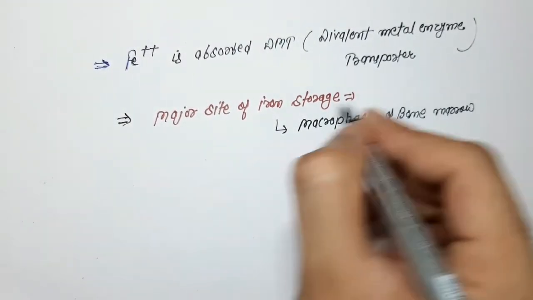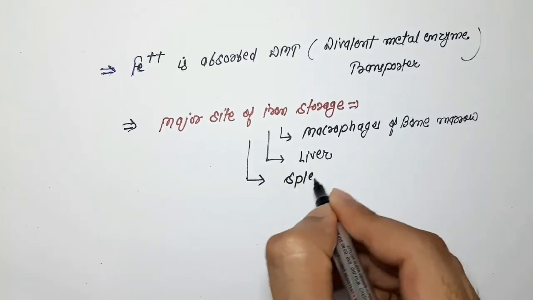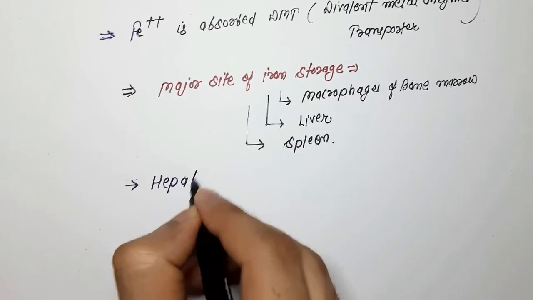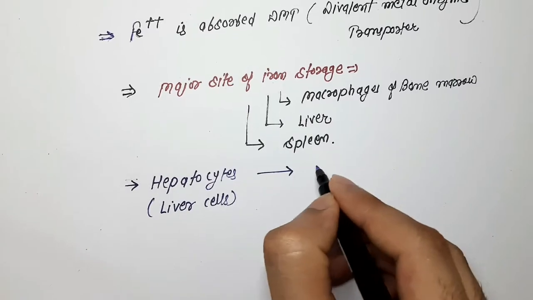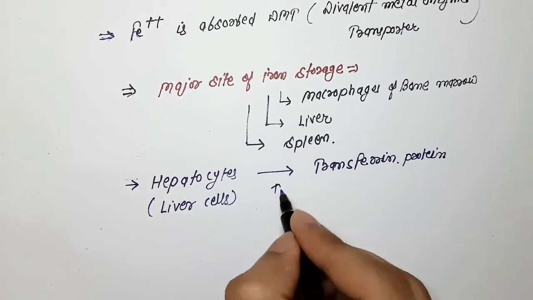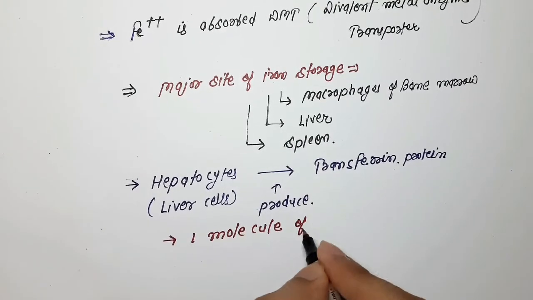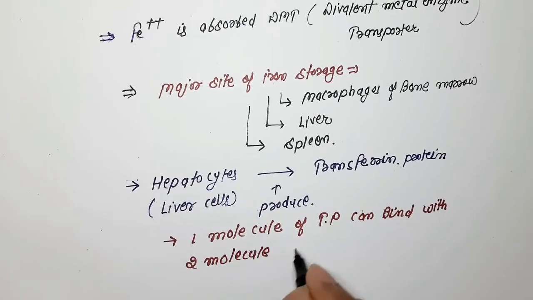Now we are looking at the major sites of iron storage. Macrophages of bone marrow, liver and spleen are the major sites of iron storage. Hepatocytes, or liver cells, produce a protein called transferrin. The function of transferrin is to bind with iron in blood. One molecule of transferrin can bind with 2 molecules of iron.